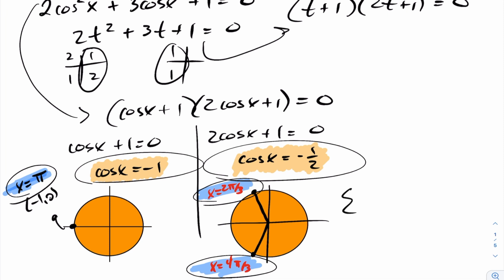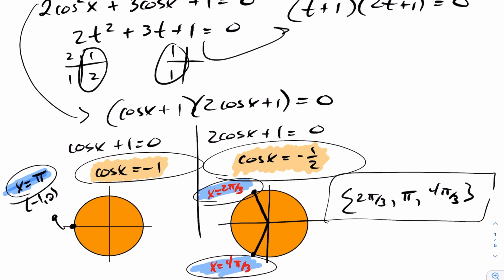So the equation is going to be 0 either when x is equal to 2 pi over 3, pi, or 4 pi over 3. And again, that'll be a true solution, one complete revolution around the circle from 0 to 2 pi. Let's take a look at another example.